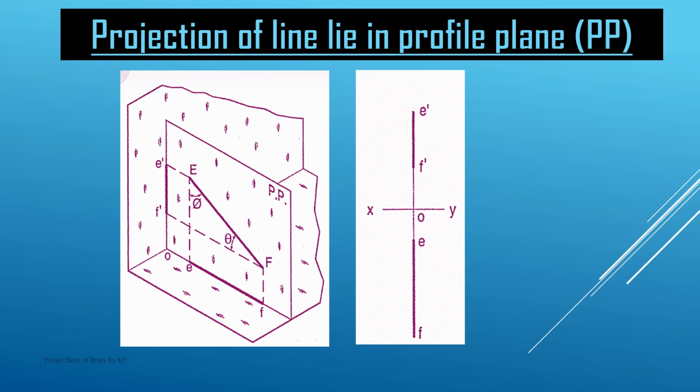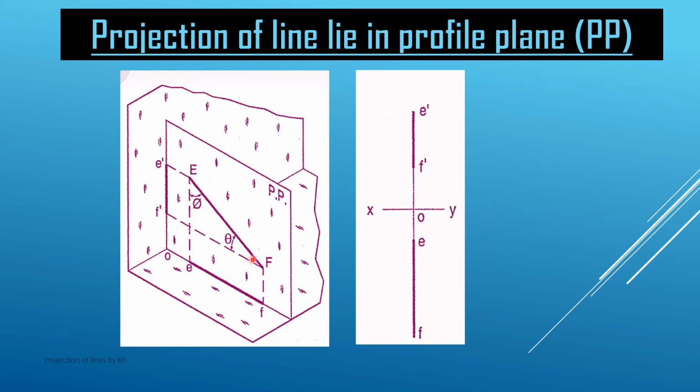Next, we consider the projection of the line when it lies in the profile plane. So this is the horizontal plane, this is the vertical plane, and this is the profile plane. The profile plane is a plane which is inclined at an angle of 90 degrees with both HP and VP. If the line EF lies in the profile plane, then we see the projection.